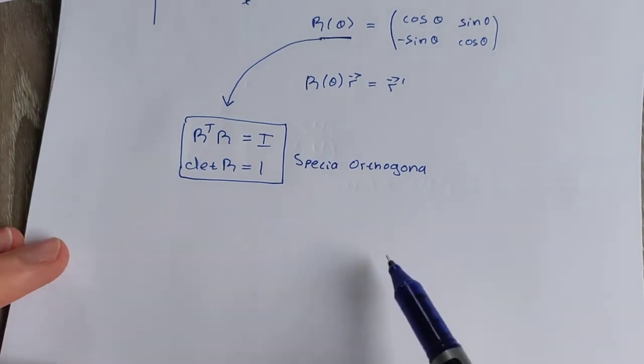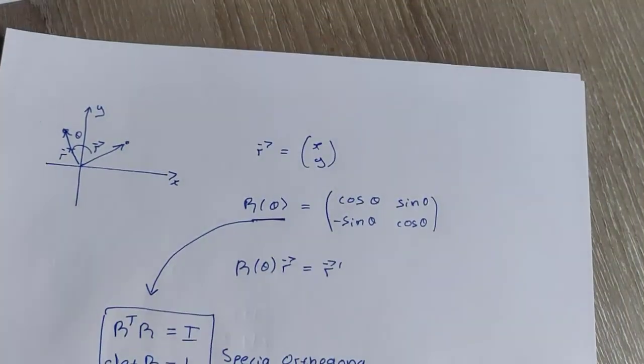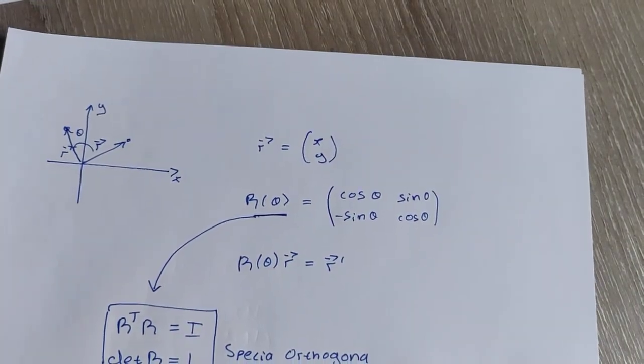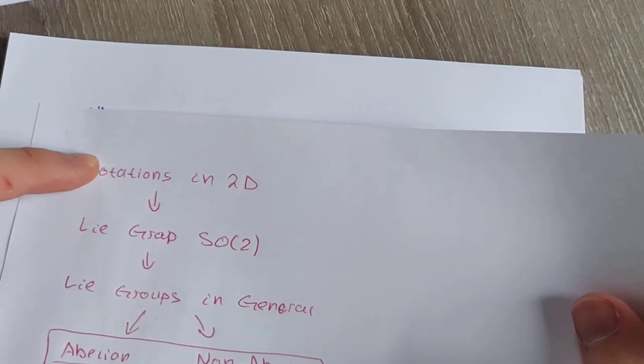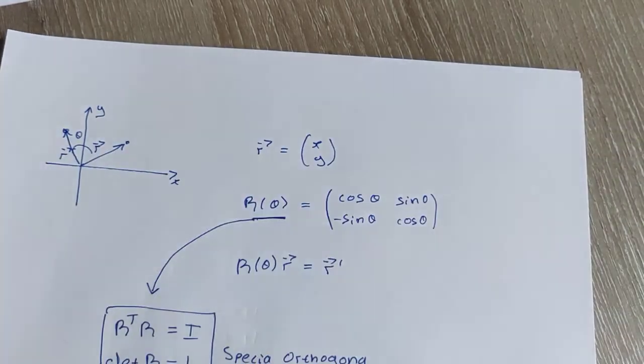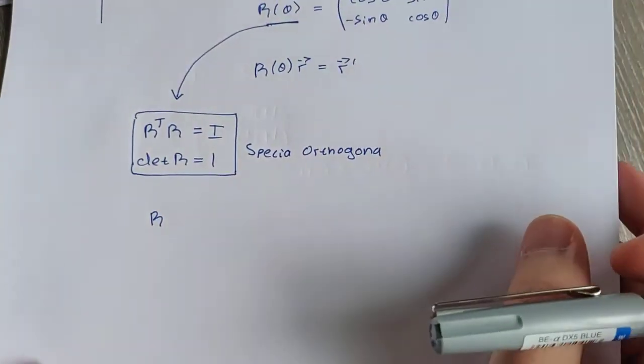Now, say you take the matrix. Next thing I'm going to do, right? So I first said we'll start off with rotations in 2D, and we'll go from here to Lie groups. So how do we go from rotations in 2D into a Lie group? Now, one of the properties of Lie groups is that it's continuously connected to the identity.